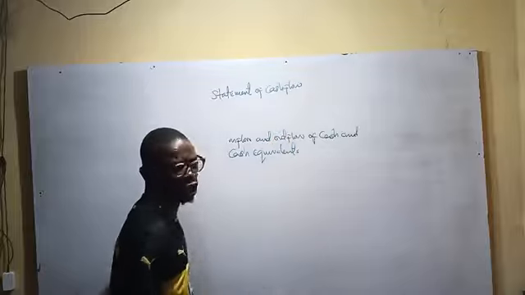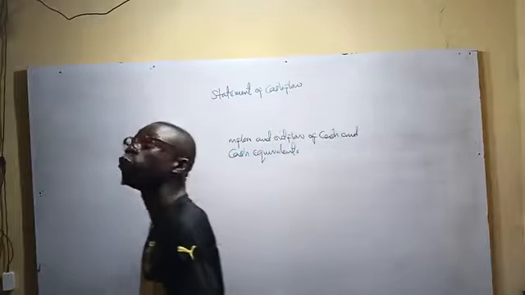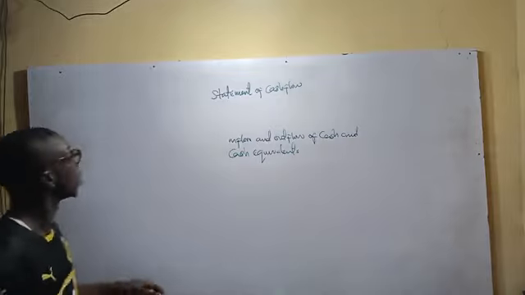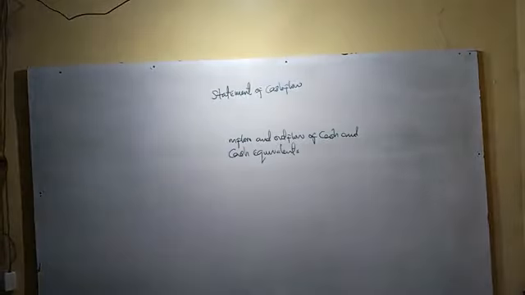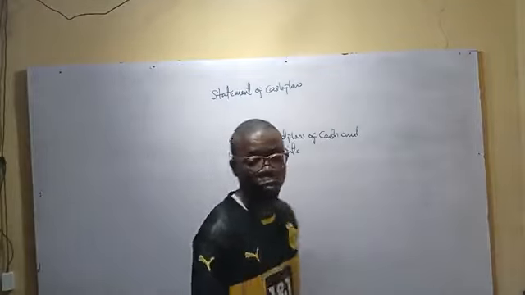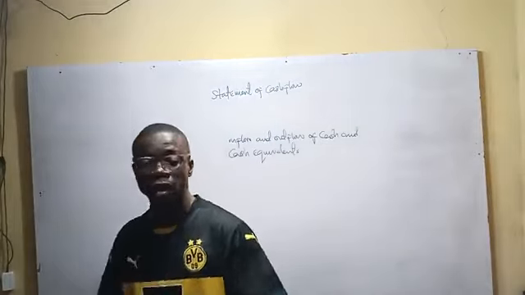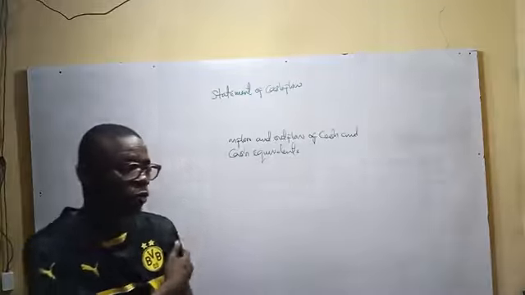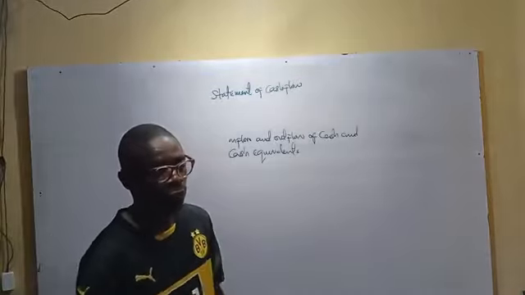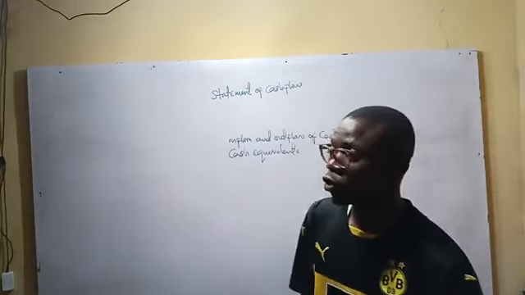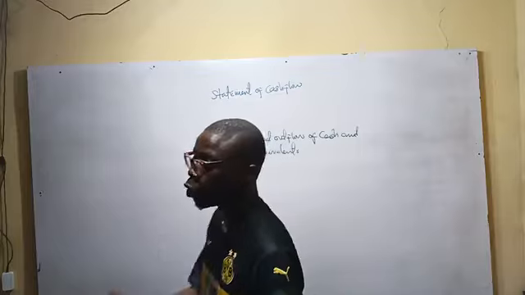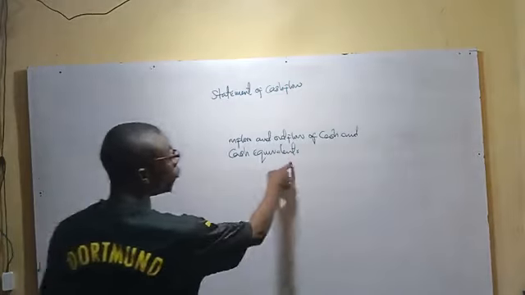So what do you mean by cash equivalent? Cash equivalents are short-term investments. That means those investments that can easily be converted into cash. For example, government treasury bonds are examples of cash equivalent.